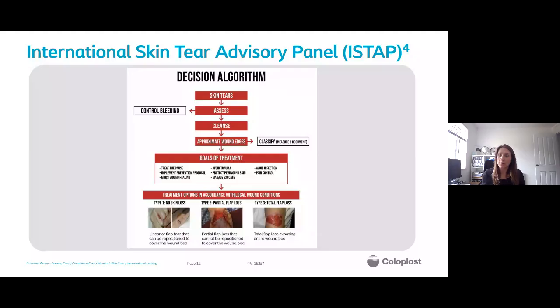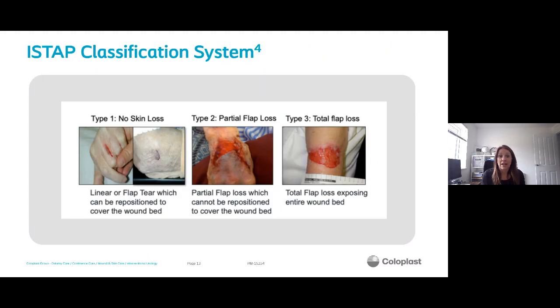So there are different types of skin tear, type 1, type 2 and type 3, which we're going to look at in slightly more detail. So type 1 is no skin loss. It's that linear or flap tear which can be repositioned to cover the wound bed and is likely to heal fairly quickly. Type 2 is where we have a partial flap loss. It can't be repositioned completely to cover the wound bed, so we do have some of the wound bed exposed. It's likely to take slightly longer to heal than that of a type 1.